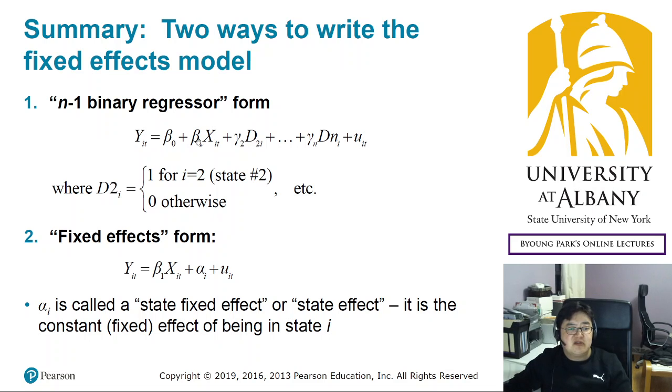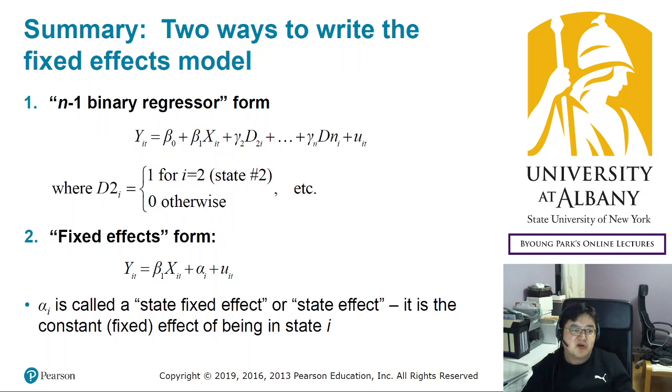The first approach is the n-1 binary regressor form, which means if there are 50 states, for example, then you can define 50 different dummy variables. A dummy variable takes 1 if this is state number 2, and otherwise 0. For each state, there is a dummy variable for New York State, a dummy variable for California, for Texas, for Massachusetts, like that. There are 50 dummy variables.